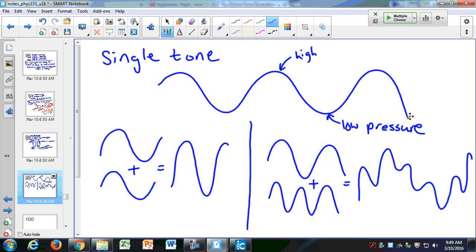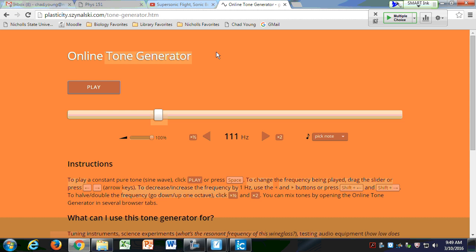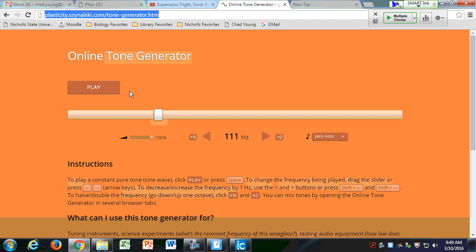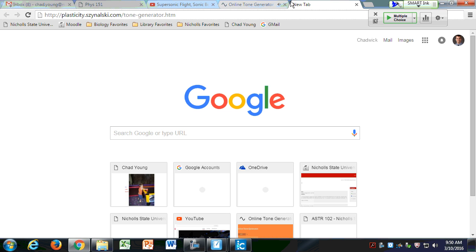You guys ever tuned a piano or tuned a guitar? No? Yeah? Well, if you have two strings and you want to make them the same tone, you pluck them both at the same time and you listen for what we call beats. Let me show you. Go back to our tone generator. Find a sufficiently not annoying tone. Make them both play at the same time.